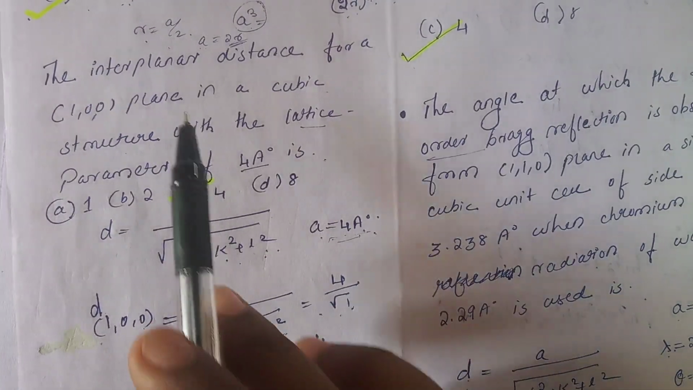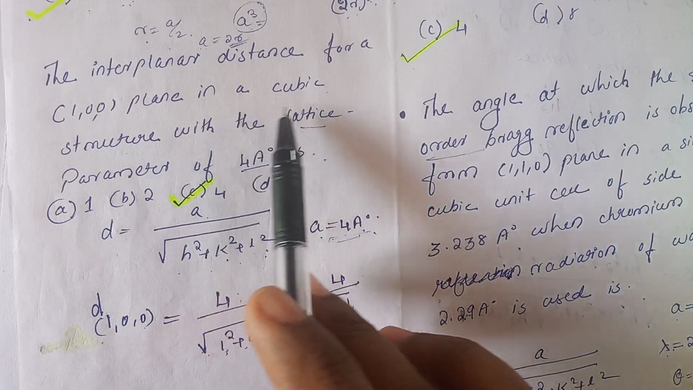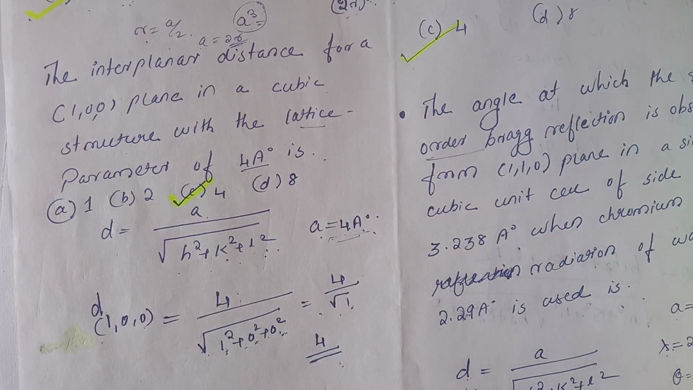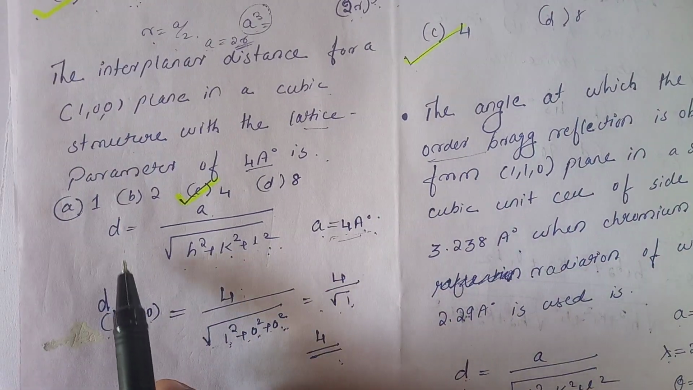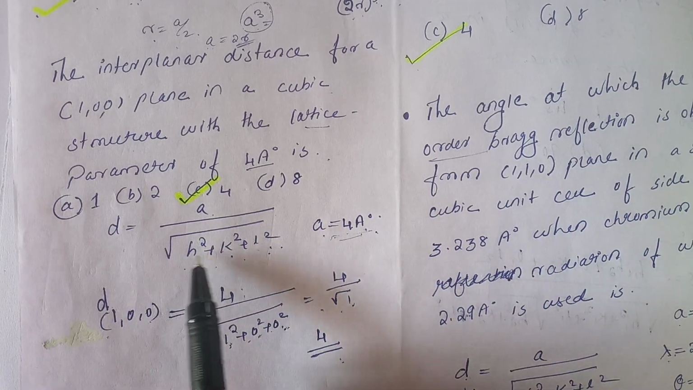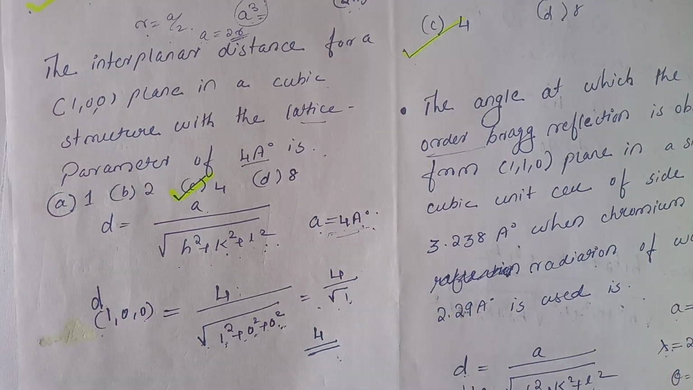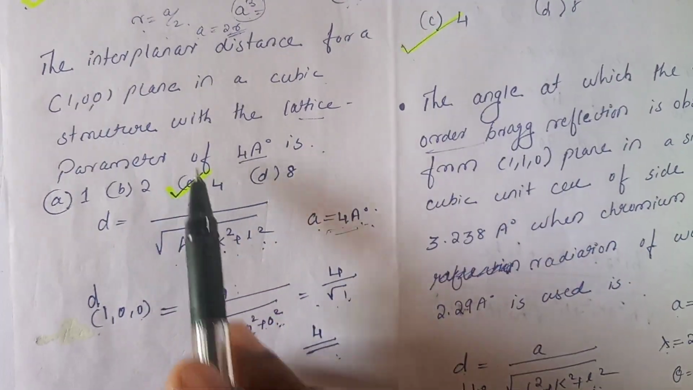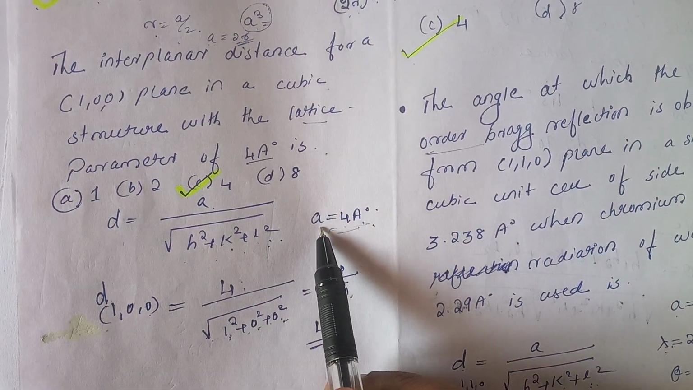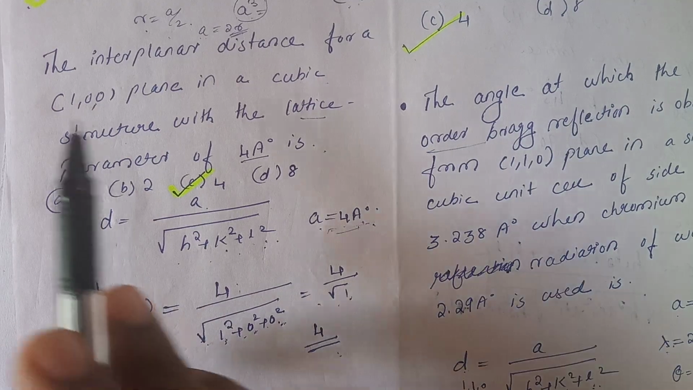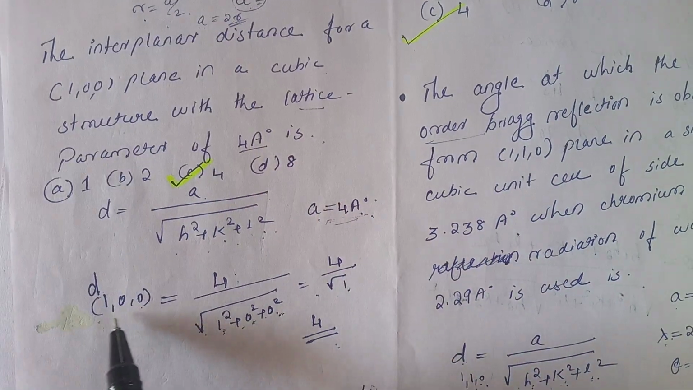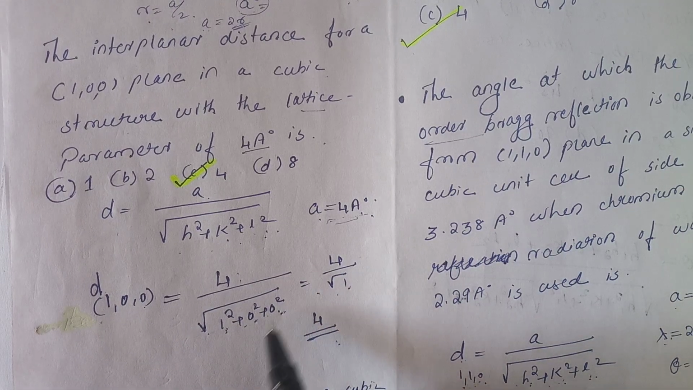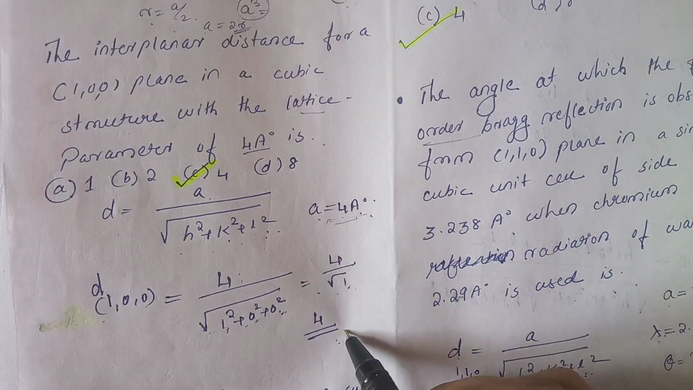Next question. The interplanar distance for a 100 plane in a cubic structure with the lattice parameter of 4 angstrom is. To find the interplanar distance, the equation is d is equal to a by root h square plus k square plus l square. By solving, they are given lattice parameter a equal to 4 angstrom, substituting, and 100 plane. So d100 equal to 4 by root 1 square plus 0 square plus 0 square equal to 4 by root 1 equal to 4.